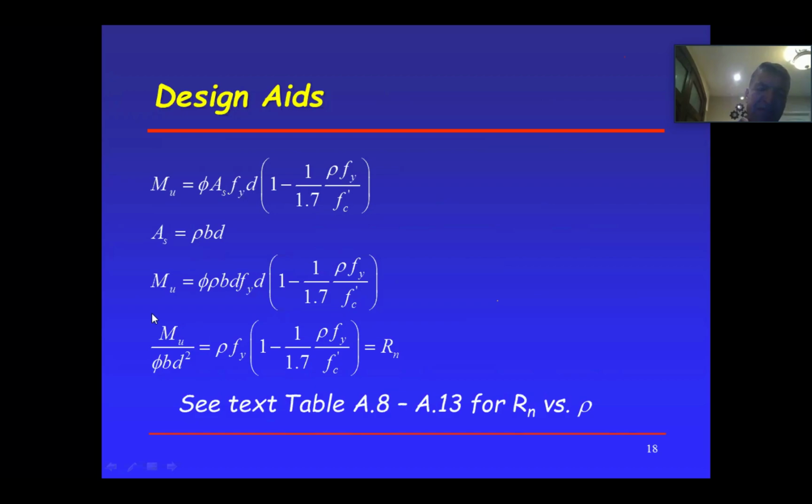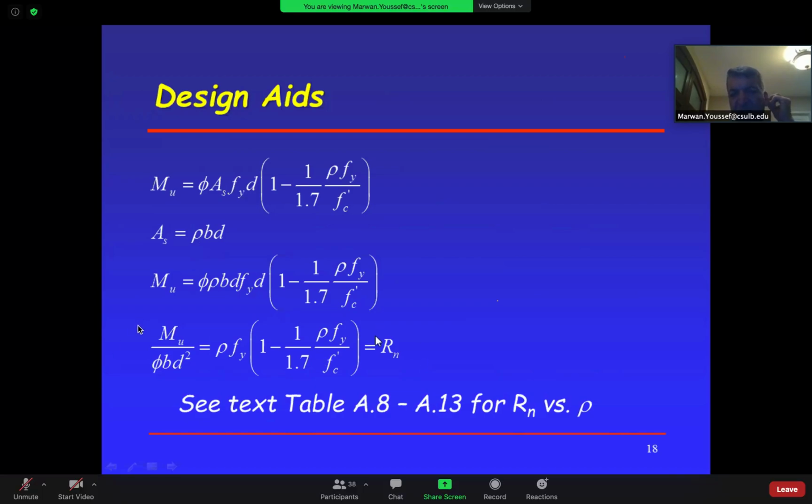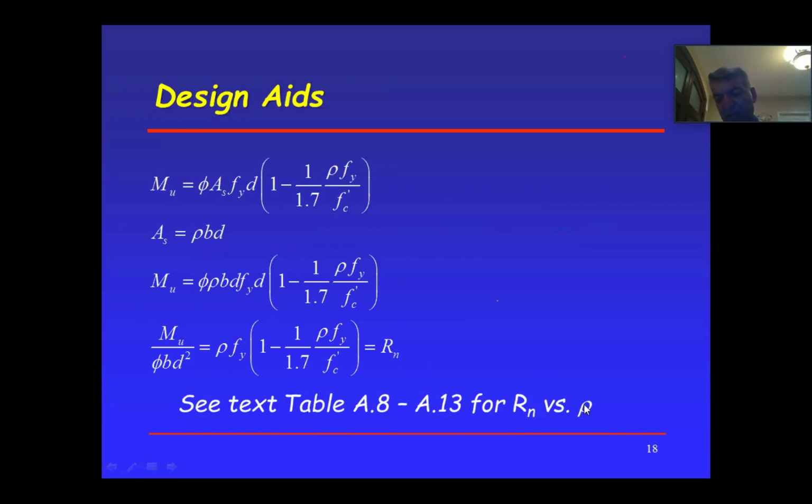Then you have Mu equal to that: Mu over phi b d squared. That's very important. So we're going to have the moment. Phi is most of the time 0.9. b is the width of the beam. d is the depth. Then we calculate that, we call it R sub n, and then we enter and get the rho. And you will see, we'll illustrate it.